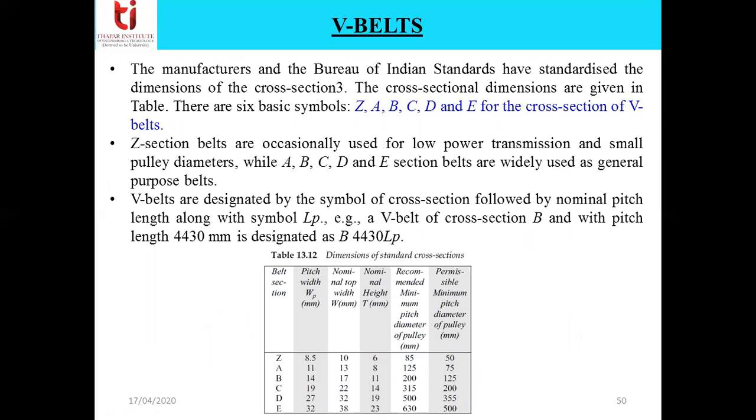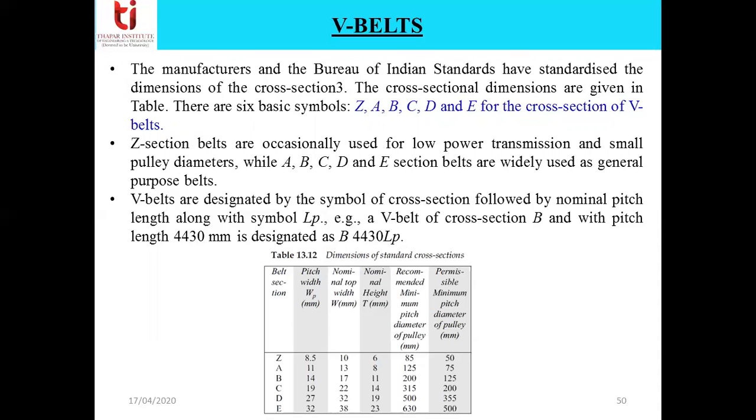According to the manufacturer and Bureau of Indian Standards, the dimensions of the cross section have been standardized. The cross-section dimensions are given in table 13.12. There are 6 basic symbols Z, A, B, C, D and E for the cross section of V belts. Out of these, Z section belts are occasionally used for low power transmission and smaller pulley diameter, whereas A, B, C, D, E are used for general purpose.